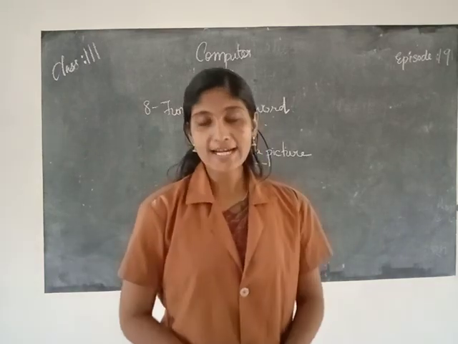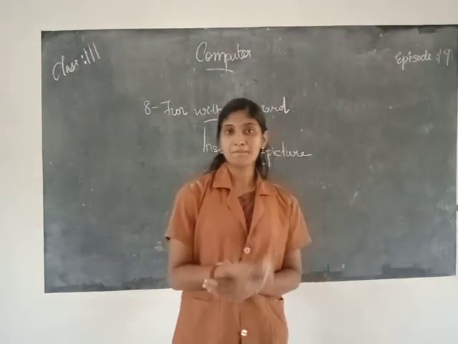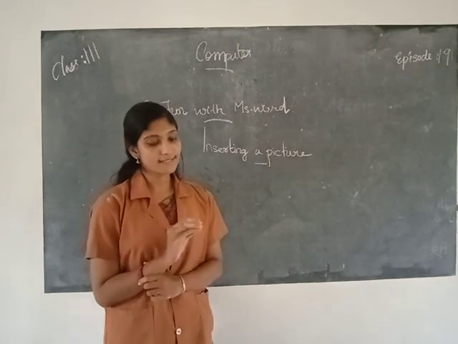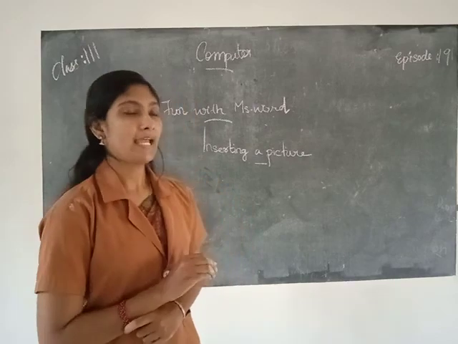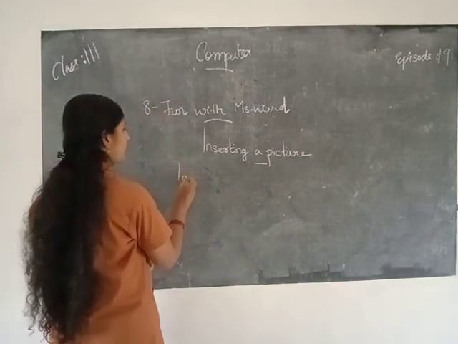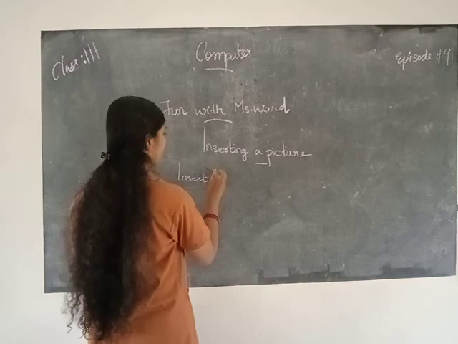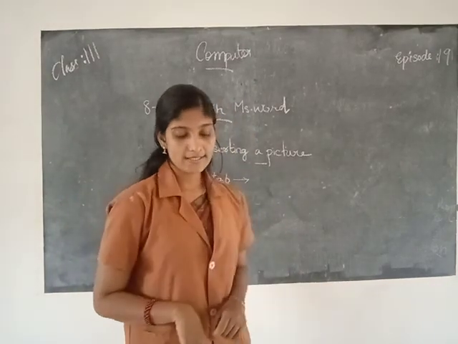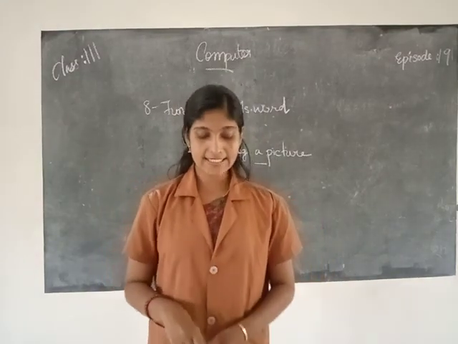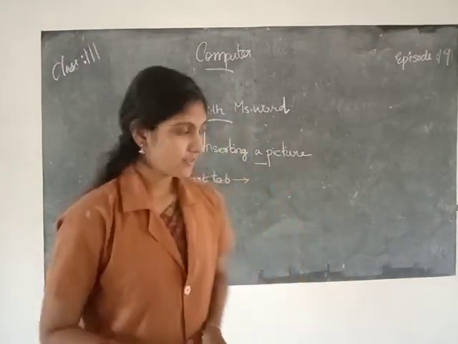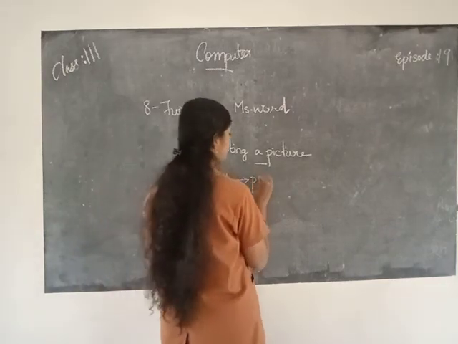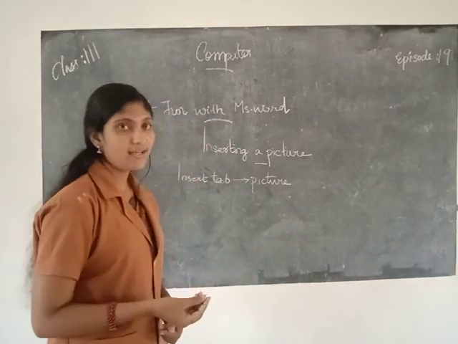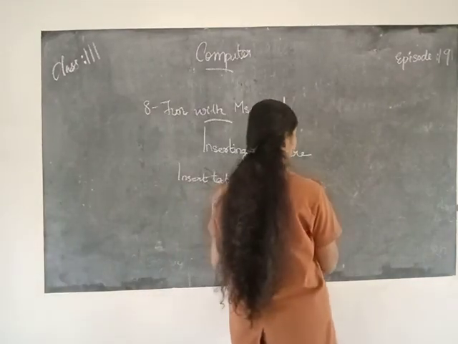Then there are some steps for adding a picture to the document. So first step is click on the insert tab. So first step is what? Insert tab. Then next click picture. So click picture. Insert picture. P-I-C-T-U-R-E. Picture.